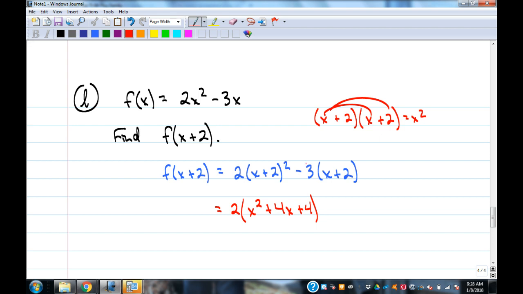Yeah, I'm multiplying everything by negative 3. It's in parentheses. So negative 3x minus 6. And I need to distribute this 2 so that I can combine like terms at the end here. It's 2x squared plus 8x plus 8 minus 3x minus 6.